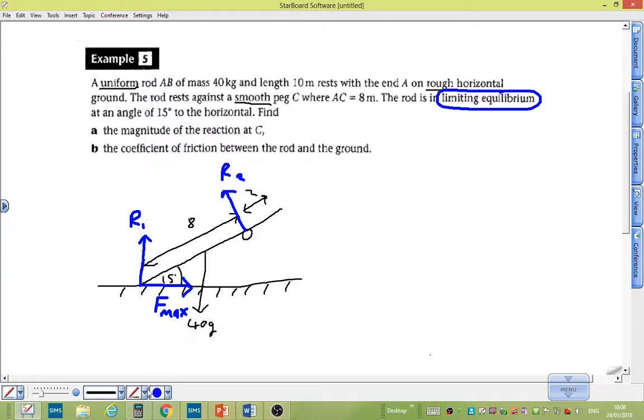Again, it says find the magnitude of the reaction at C. So I want to find this here, the reaction at C. Right, so I better label that as C, and I suppose that is A, and that is B, the end of the rod. Now, where would you want to take moments? Well, I want to take moments about A, because I can negate R1 and F max. I can get rid of those if I take moments there. So that's the technique for doing these kinds of questions. So at A, we're going to take moments.